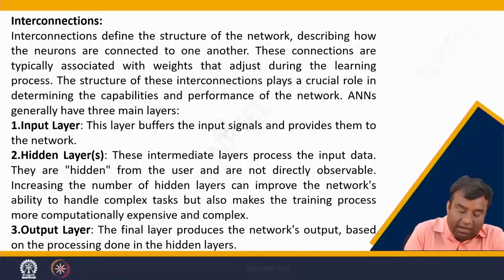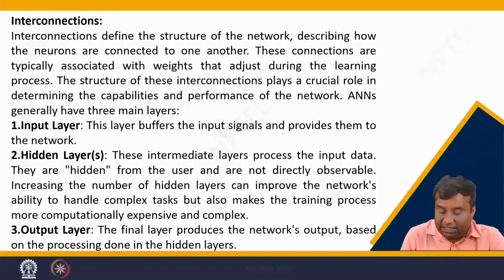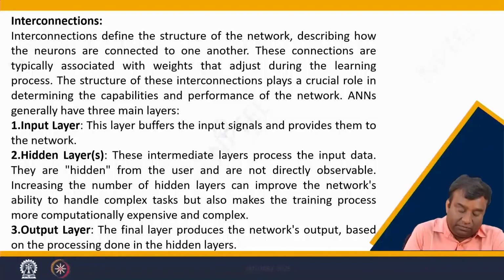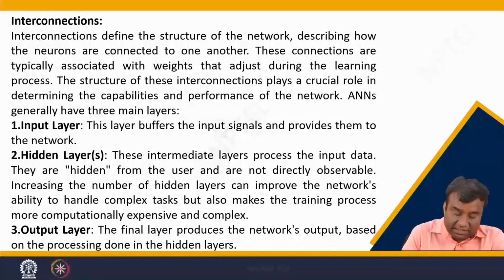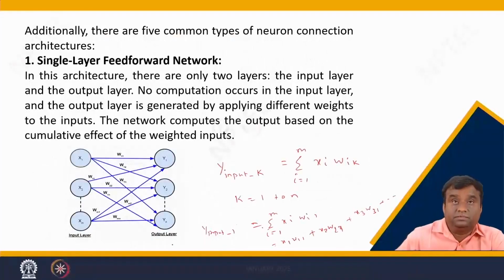ANNs generally have three main layers. One is the input layer. This layer buffers the input signals and provides them to the network. Hidden layers. These intermediate layers process the input data. They are hidden from the user and are not directly observable. Increasing the number of hidden layers can improve the network's ability to handle complex tasks but also makes the training process more computationally expensive and complex. Output layer: the final layer produces the network's output based on the processing done in the hidden layers.